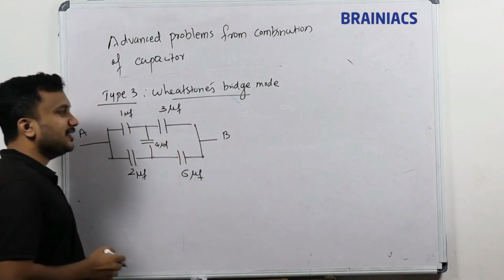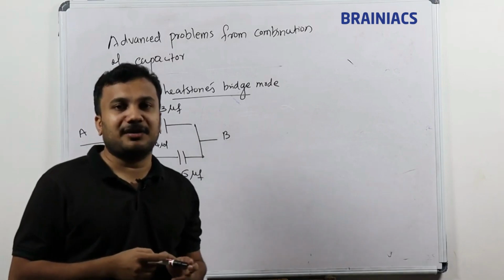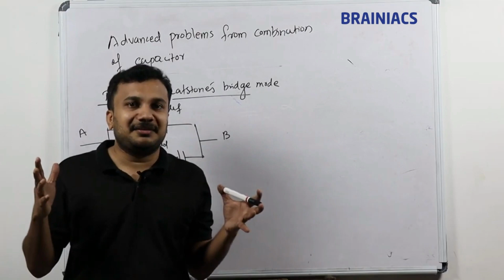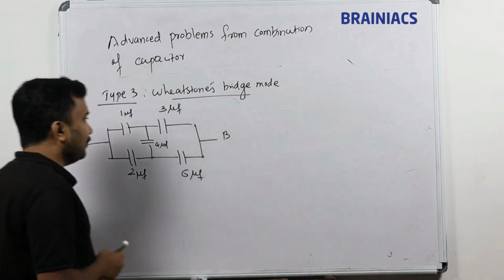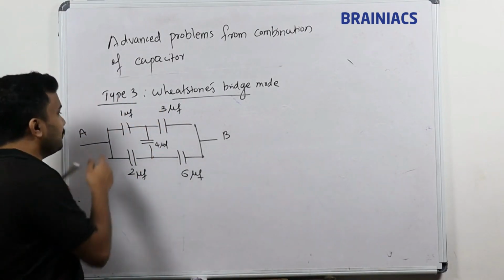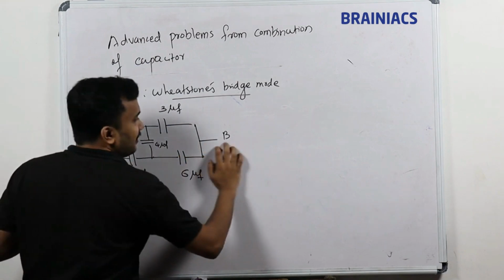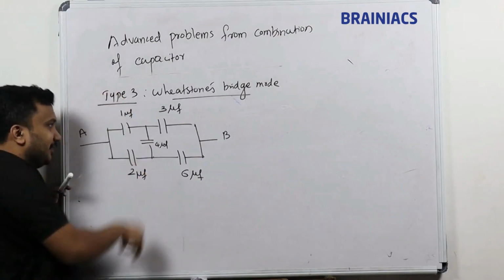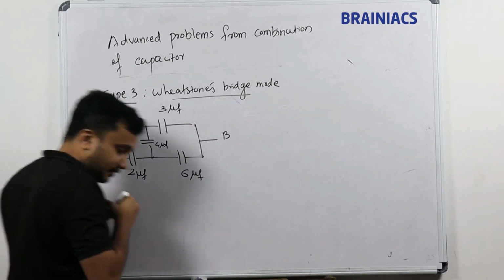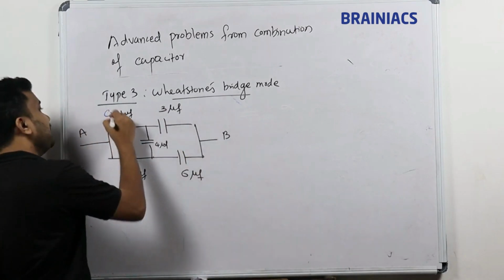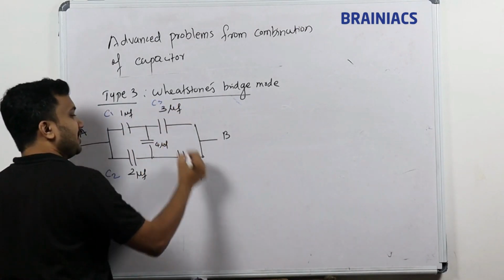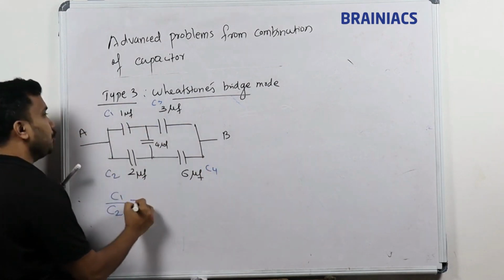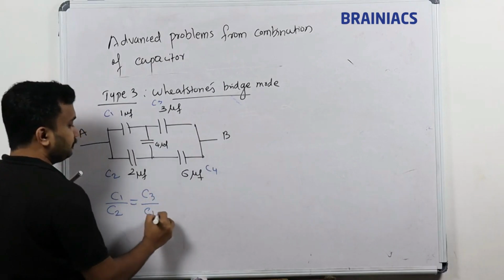So what does the Wheatstone's bridge state? You learn the Wheatstone's bridge in detail in which chapter? Current electricity. There the main point is that one connection will be here on the left side and another connection on the right side. So you have to draw these connections vertically. Let me take another color. This is called C1, this is C2, this is C3, and this is C4. You have to check whether C1 by C2 is equal to C3 by C4.